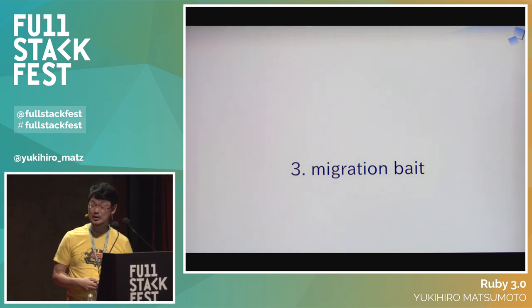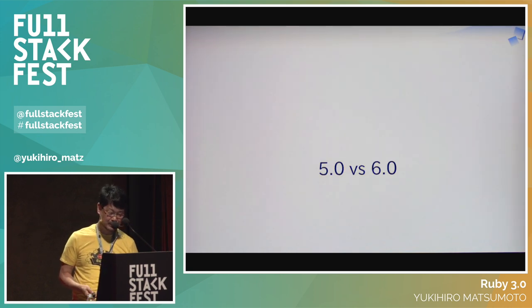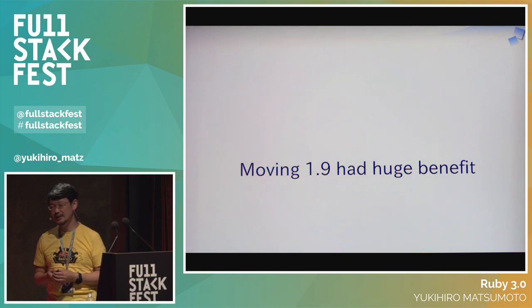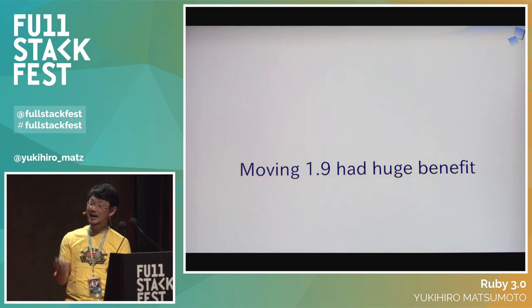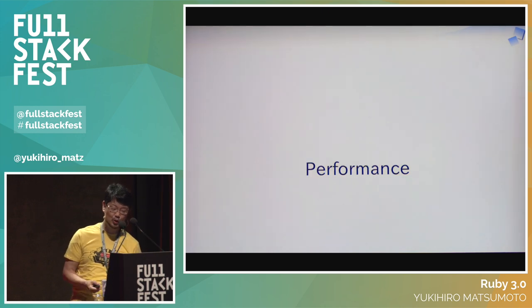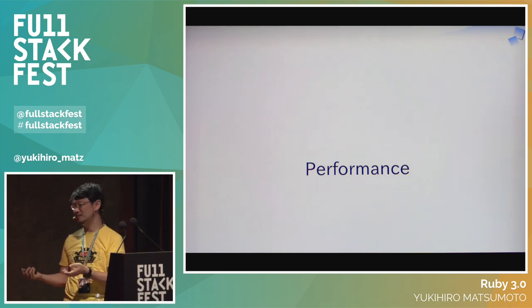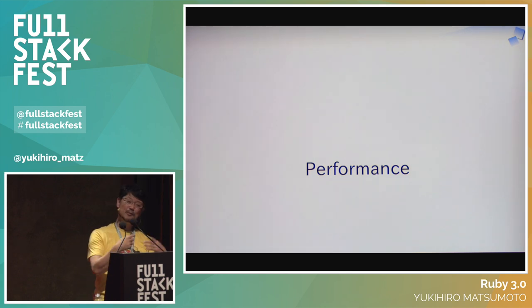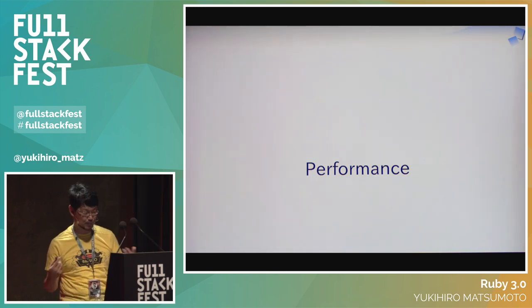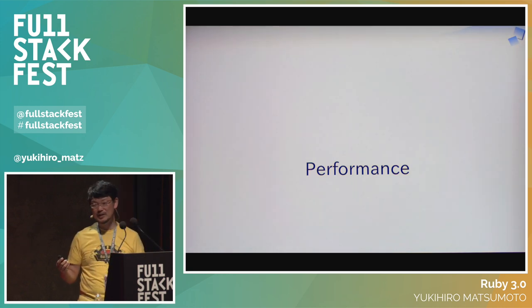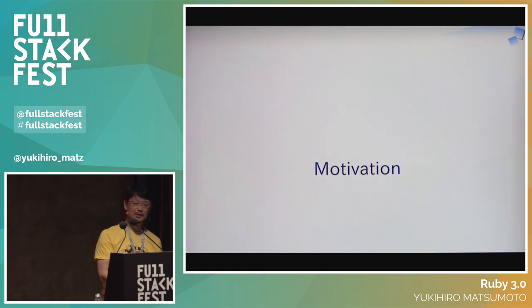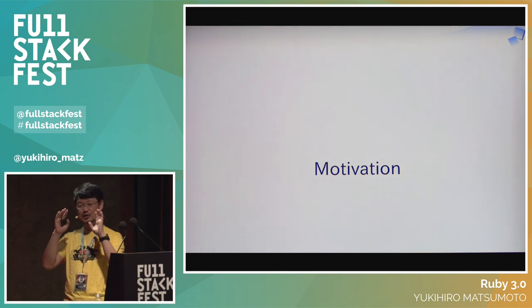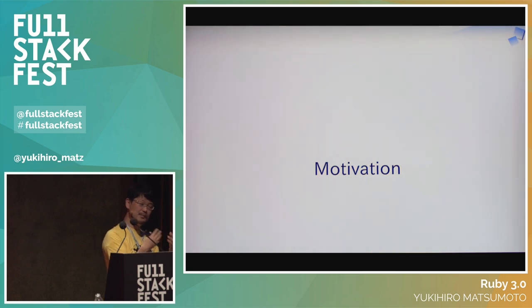And the third part is migration bait. Moving to 1.9 had a huge benefit for users. Just by replacing it with Ruby 1.9, your program runs twice or three times faster. And then you have to pay some kind of migration cost, because 1.8 and 1.9 were a little bit incompatible. But the performance gain is a huge motivation to move on.